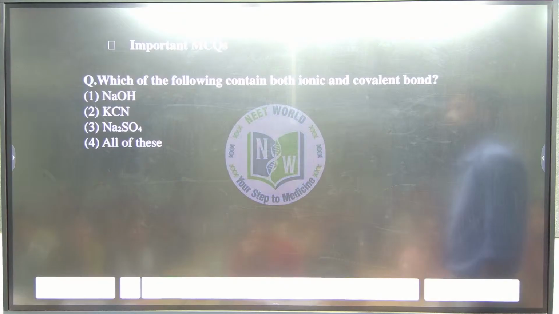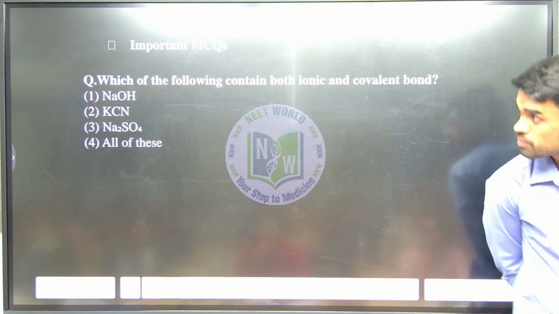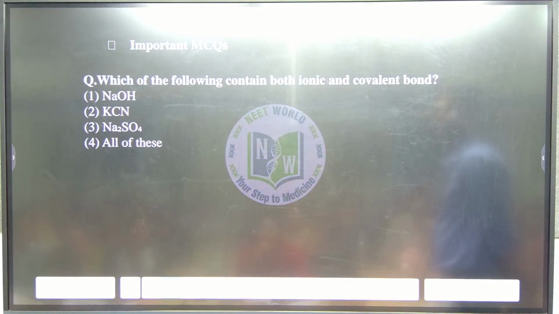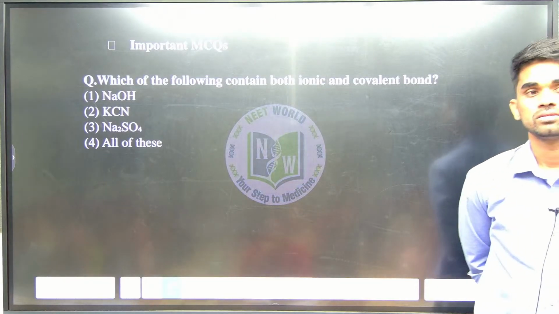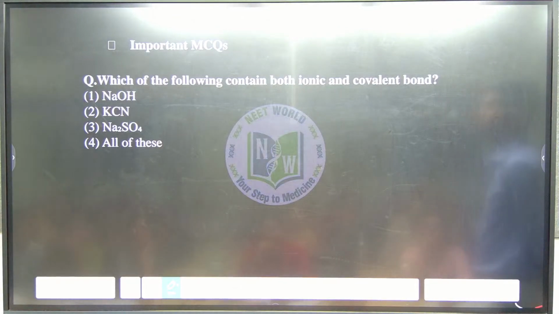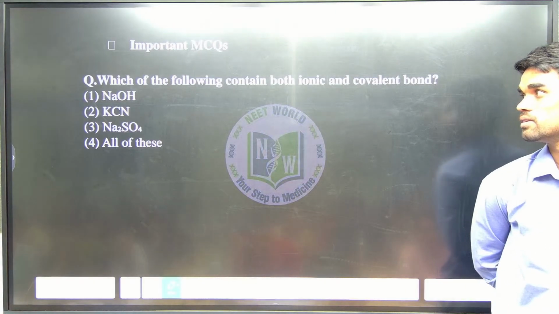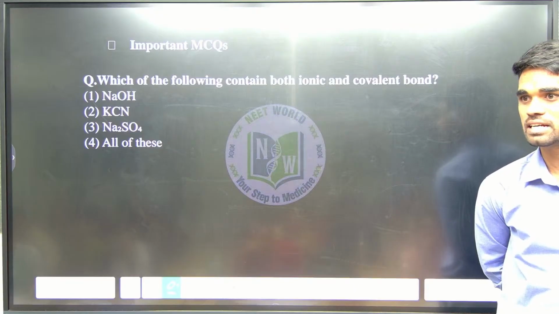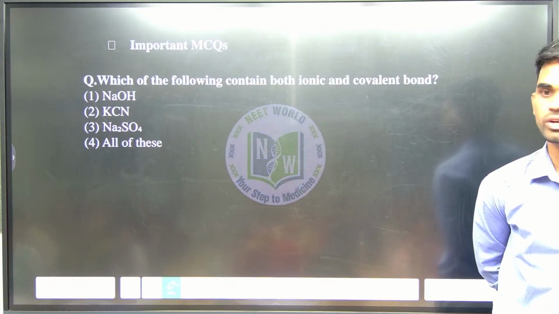Tell me this one. What's your answer? Which of the following contain both ionic and covalent bond? Write the structure properly for each of them. Structure means you just connect the bonds. That's it. You will get the answer easily. The types of bonds we discussed now, the lines you use here, you will get the answer.